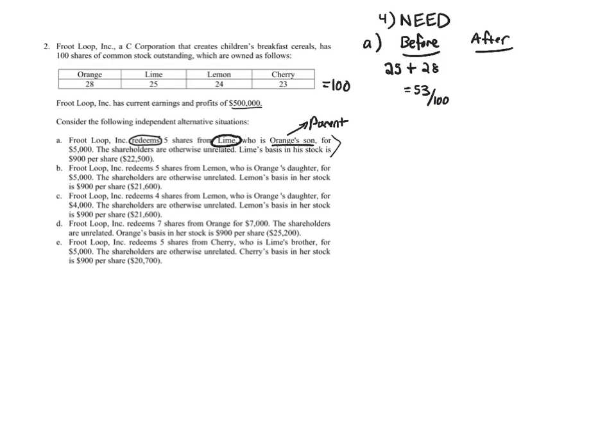After, keep in mind the number of shares that are outstanding. It's still 100. After 5 shares have been redeemed by the corporation. These are all separate alternatives, A through E. So we know it's going to be over 95 shares. So it's going to be Lime's 25 before minus the 5 redeemed. That's 20 plus Orange's 28. What does that equal? 48. What's 48 over 95? That's right.